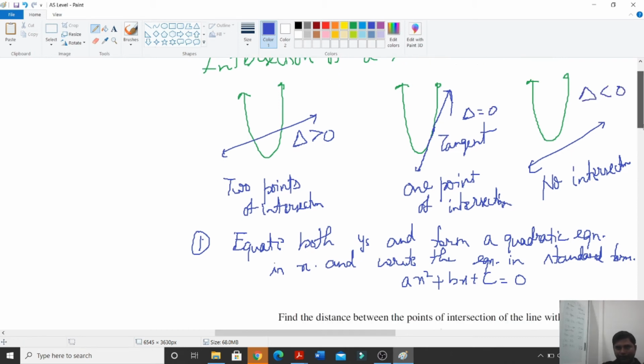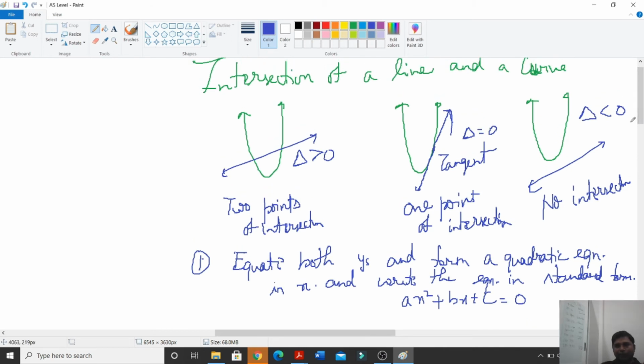And no intersection means discriminant will be less than 0. So you must equate the y's, form a quadratic in x, write it in standard form, and find the discriminant. If the line is intersecting the curve at 2 points, the discriminant will be greater than 0. If it is intersecting at only 1 point, then discriminant is equal to 0, and if it is not intersecting, the discriminant will be less than 0.